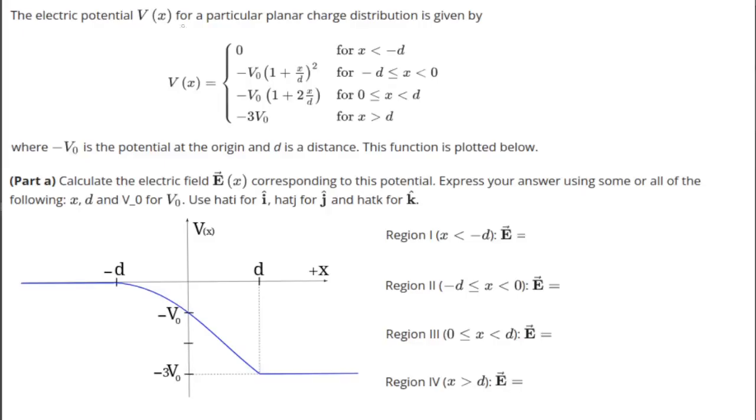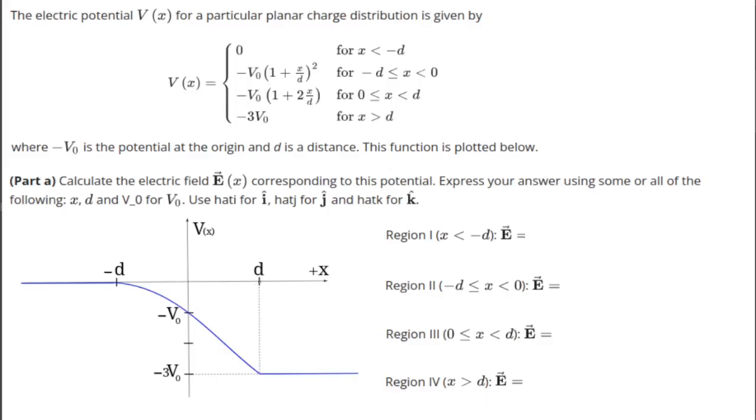The electric potential function for a particular planar charge distribution is given here, where minus V0 is the potential at the origin and d is the distance, and the function is plotted below. And in part A, calculate the electric field that corresponds to this potential.